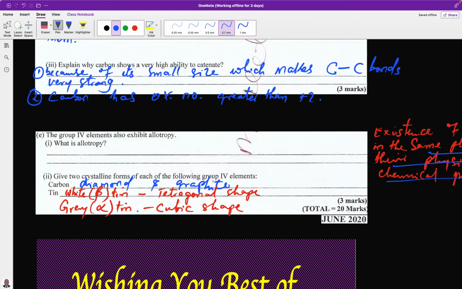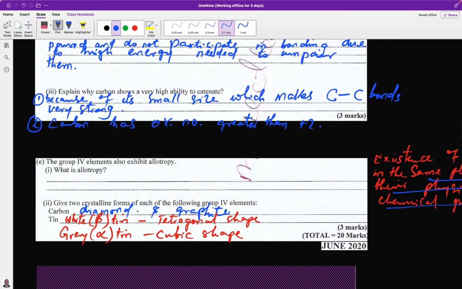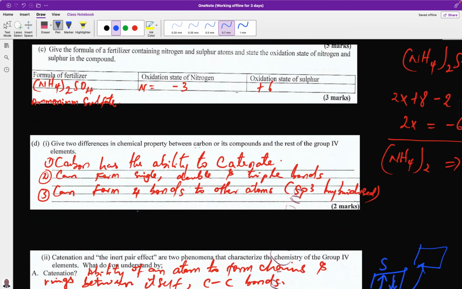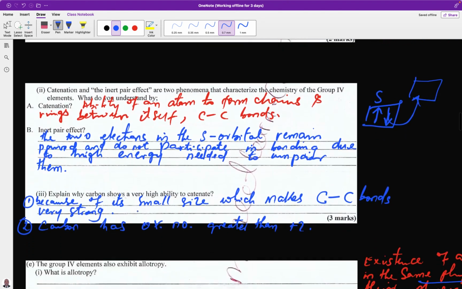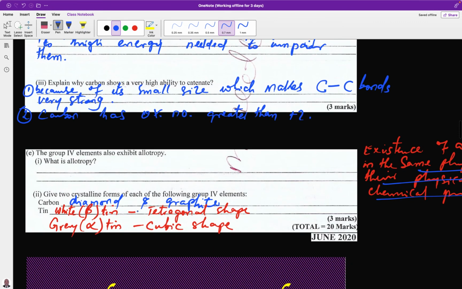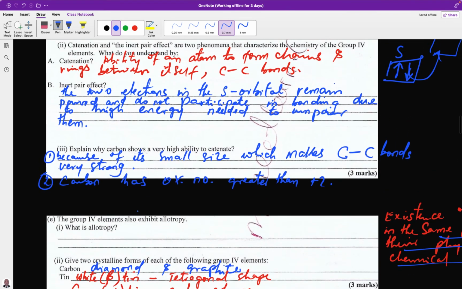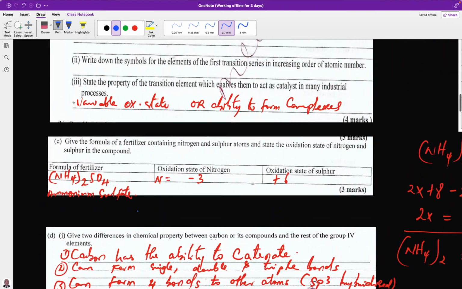Unlike tin, in carbon we have but diamond and graphite. These are the only forms of carbon that we have. And by answering all these, you will have a total of 20 marks. This was June 2020, paper 2.